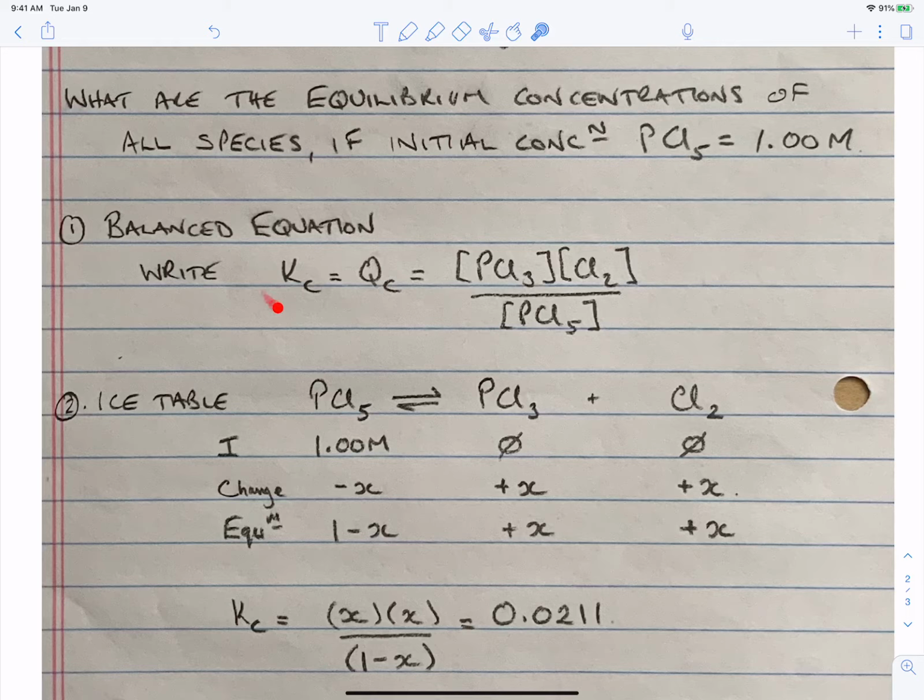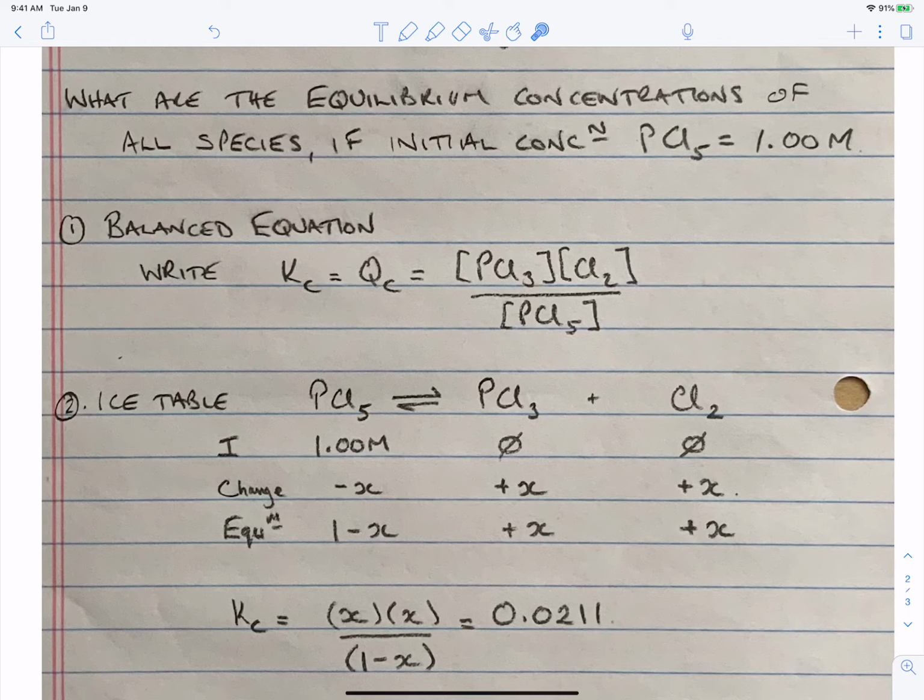So we take our Kc expression here and we add in all of these terms. So here's Kc. First thing we want is the concentration of PCl3 at equilibrium, so this is the x here. We need the concentration of Cl2, which is this x here, divided by the concentration of PCl5 at equilibrium.